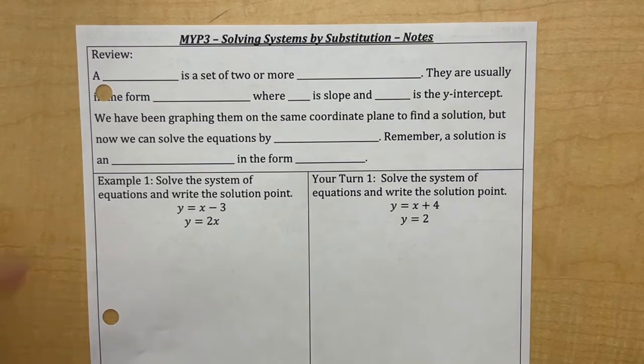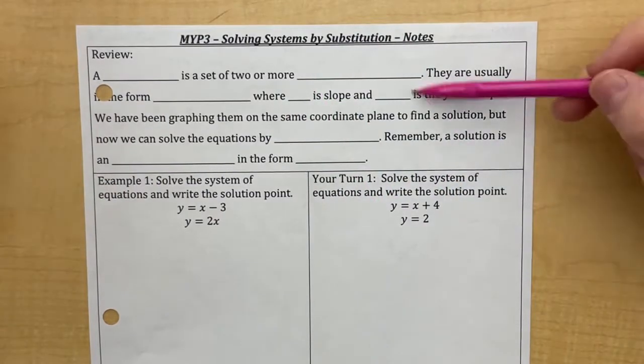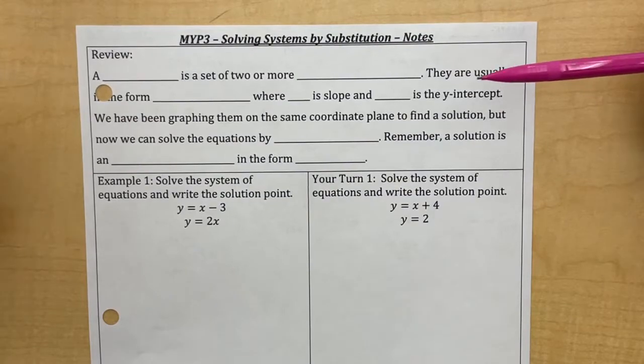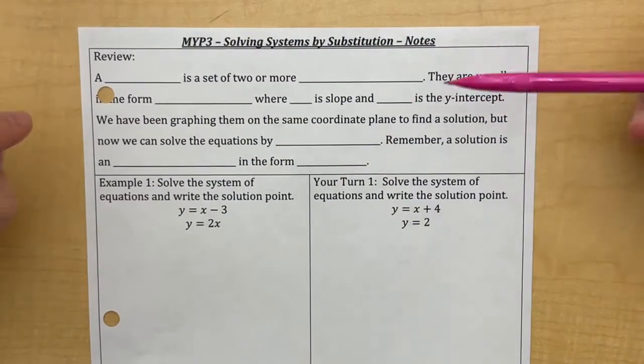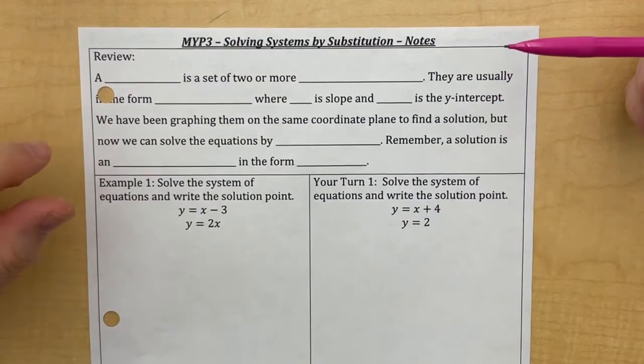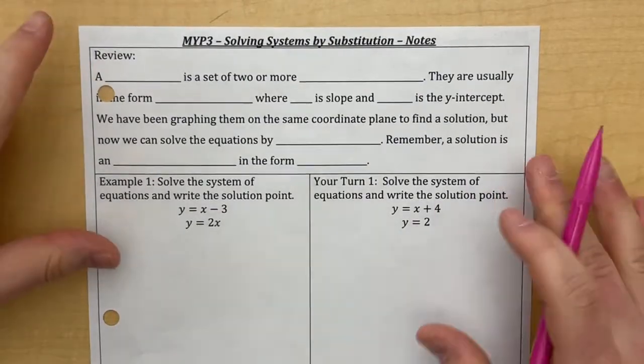And in this video, we're going to be still working with some systems of equations. We're going to do a little bit of review, and we're going to see how we can solve those systems by substitution and what that means. Before, we had been graphing on the coordinate plane and seeing where they intersect. But now we're going to say, okay, if we're given a couple equations, what can we do?